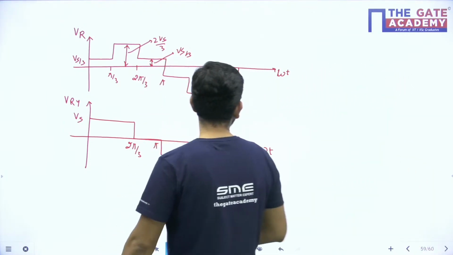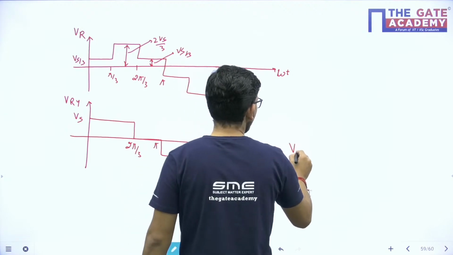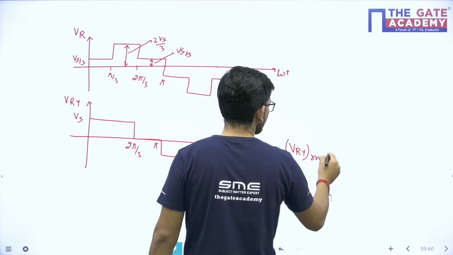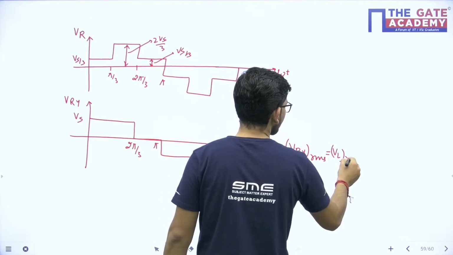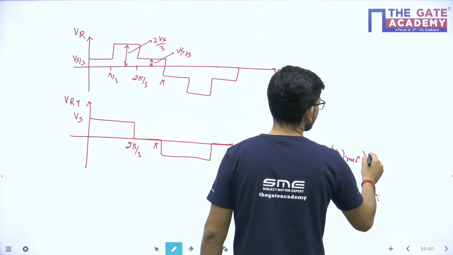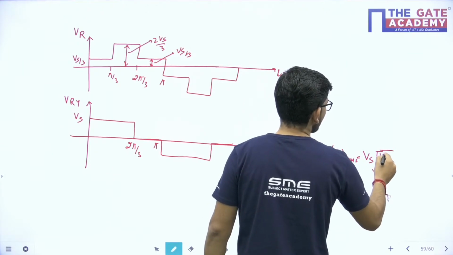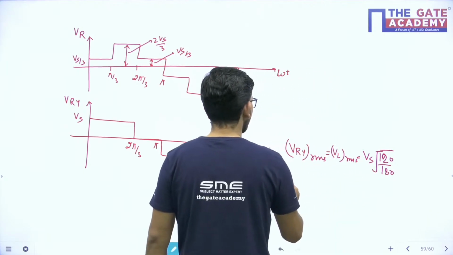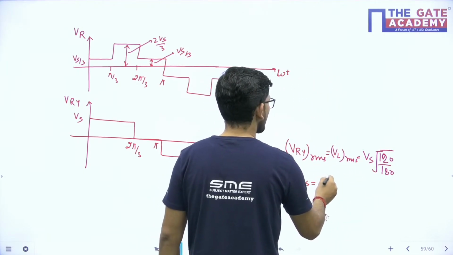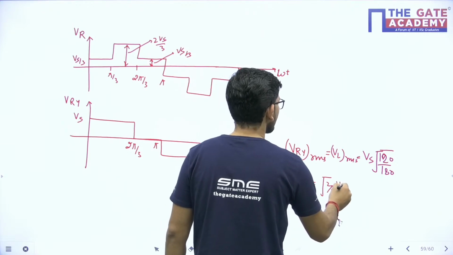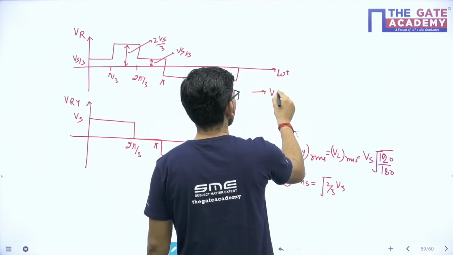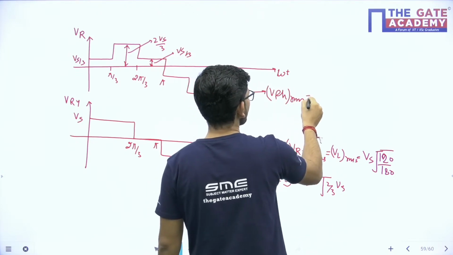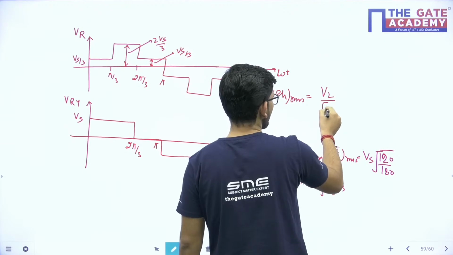If I calculate the line voltage RMS value, V line RMS, it is equal to Vs under root 120 upon 180. So VL RMS is equal to under root 2 by 3 of Vs. From here, if I calculate the phase voltage RMS value, the phase voltage RMS value will be equal to VL upon root 3.